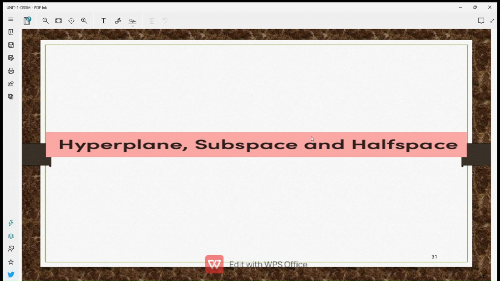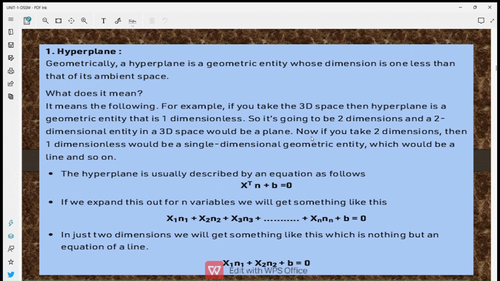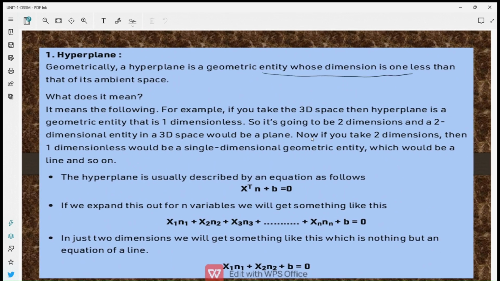Now, in this video, we will see what hyperplanes, subspaces and half spaces are. We'll completely understand everything about hyperplane, subspace and half space. Without wasting time, let's jump into today's topic, hyperplane. A hyperplane is a geometrical entity whose dimension is one less than that of its ambient space.